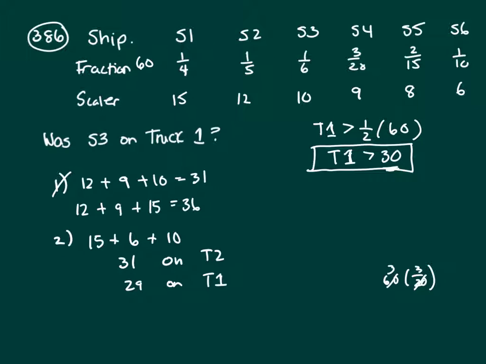So what that says is shipment 3 can't be on the second truck if shipment 1 and shipment 6 are on there. So that means that shipment 3 has got to be on truck 1. So clue 2 answers the question. I know it's a little confusing, but it's not a real hard problem if you just get it straight in your head.